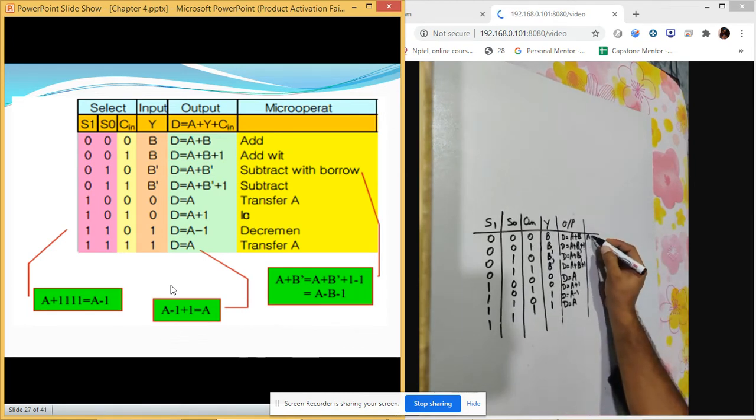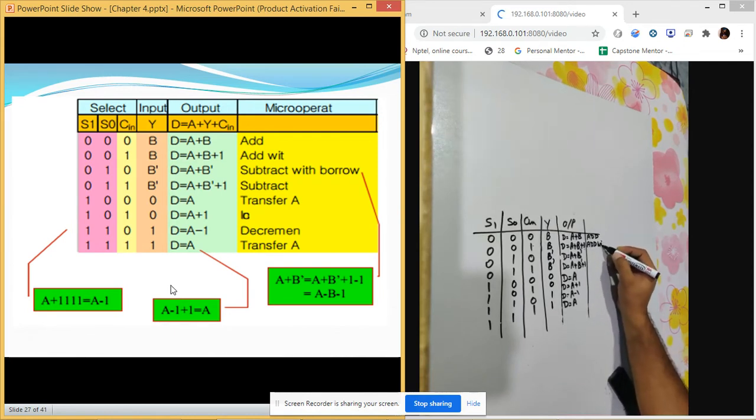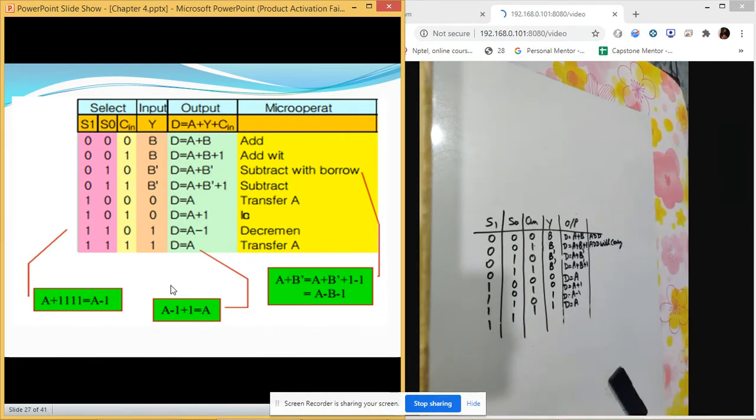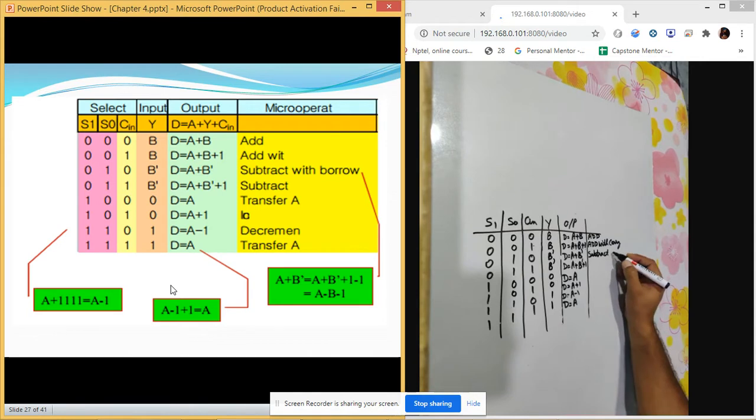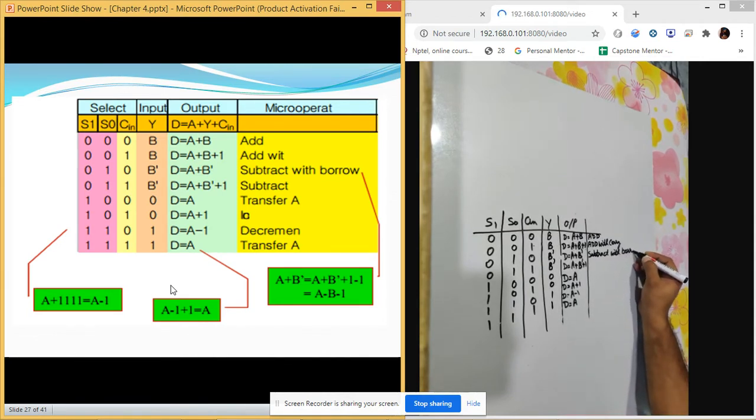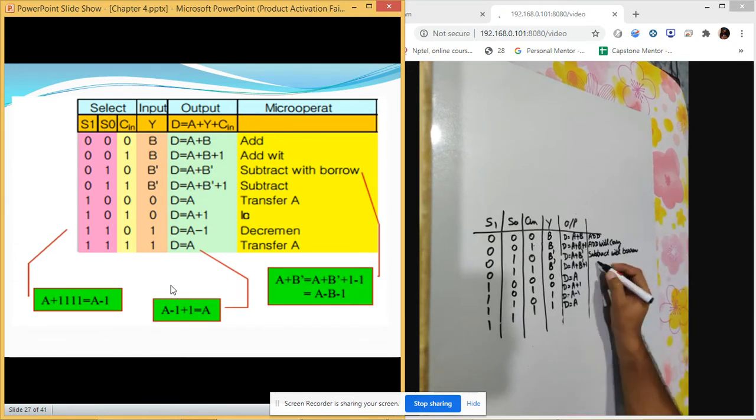This is known as the add operation. This is add with carry. I am making this just to let you know what the values are, because there are some values which are missing in your slide, so I am making those values clear at this place. This is subtract with borrow. This is simple subtract.